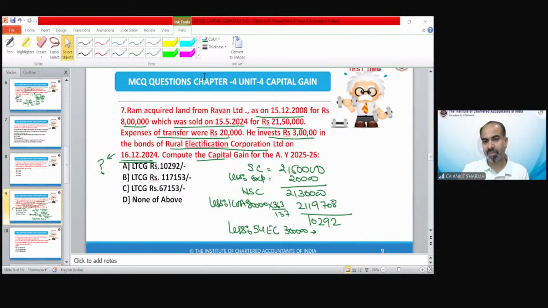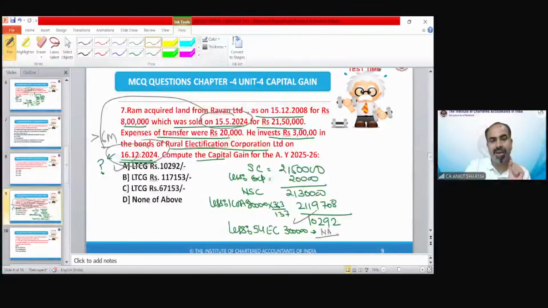Correct. Priyanshi is correct. We cannot claim the exemption because the time period to claim exemption under section 54EC is 6 months from the date of transfer. It has been transferred on 15th May. June, July, August, September, October, November. So till November 14th, 2024, we have to invest in these securities. Because 6 months have passed, we cannot claim this exemption. The correct answer would be option number A.